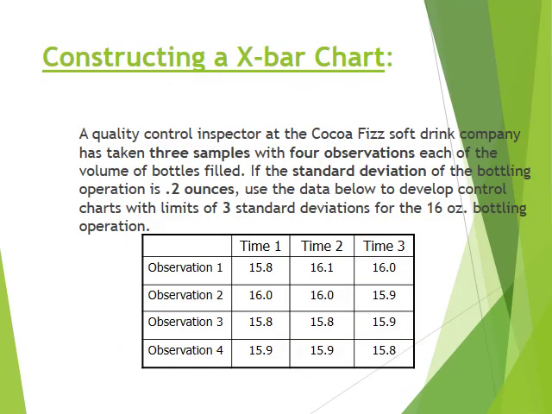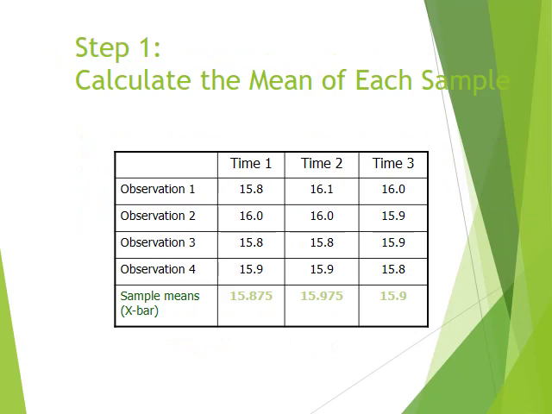Constructing an X bar chart. This is one example. A quality control inspector at the Cocoa Fizz soft drink company has taken 3 samples with 4 observations each of the volume of bottles filled. If the standard deviation of the bottling operation is 2 ounces, use the data below to develop control charts with limits of 3 standard deviations for the 60 ounce bottling operation. This is a table for time 1, time 2, and time 3, with 4 observations: 1, 2, 3, and 4.